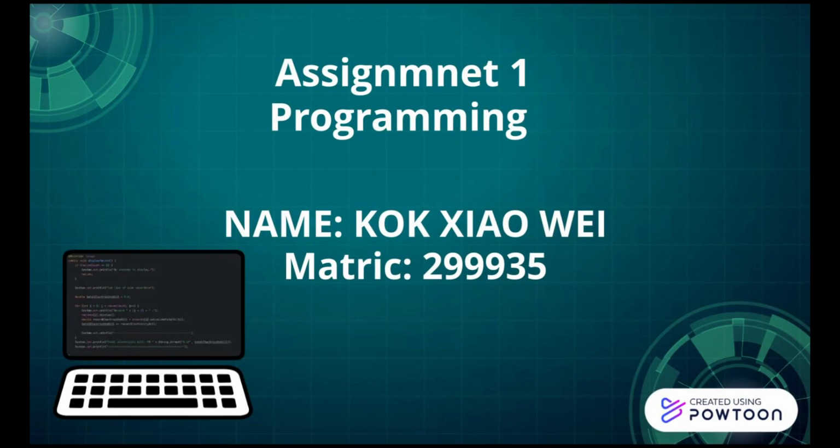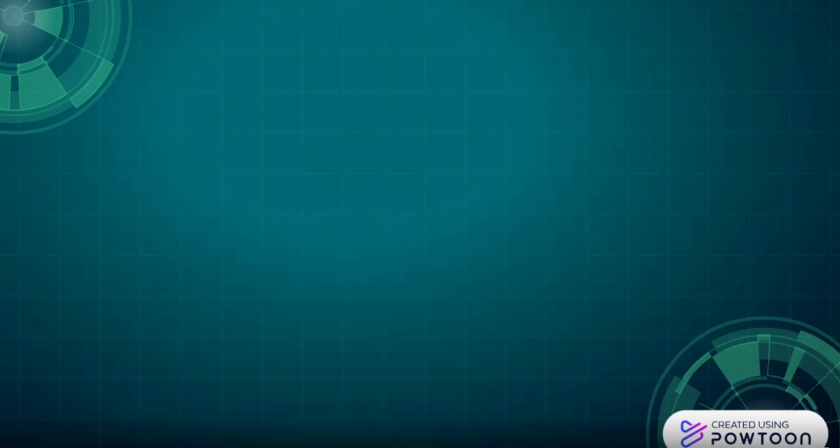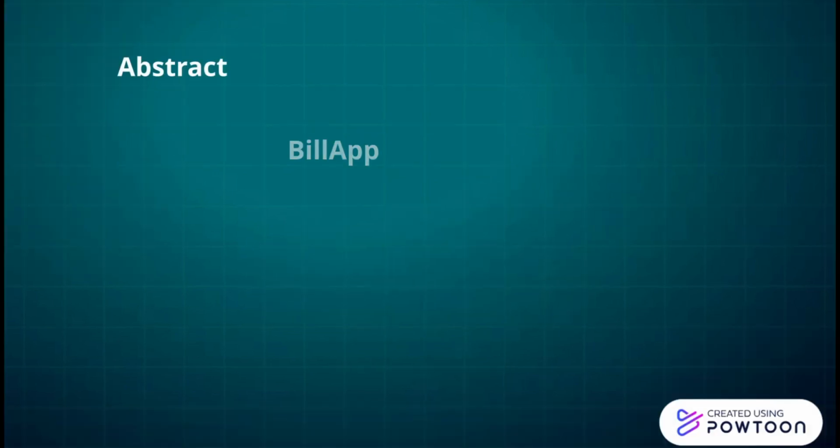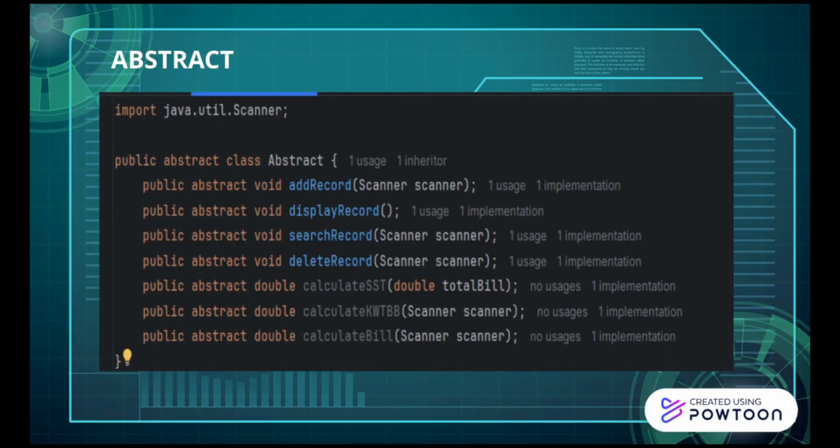Hi everyone, now I'm going to explain a small system to calculate electricity bills using an array of objects. This system contains 4 files, which are abstract, bill app, record manager, and user record. Let's start by discussing the abstract class.